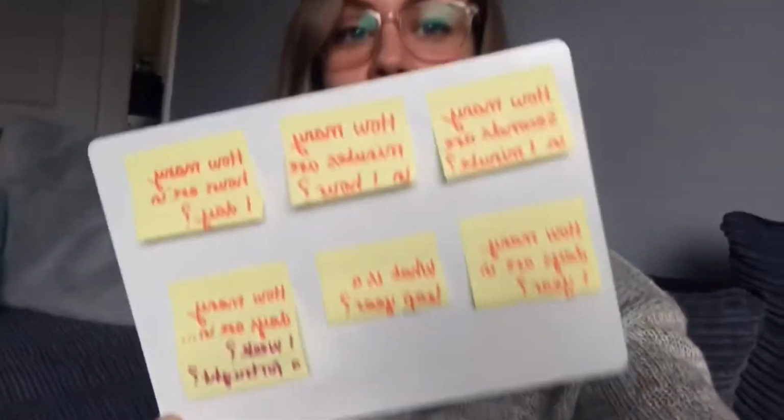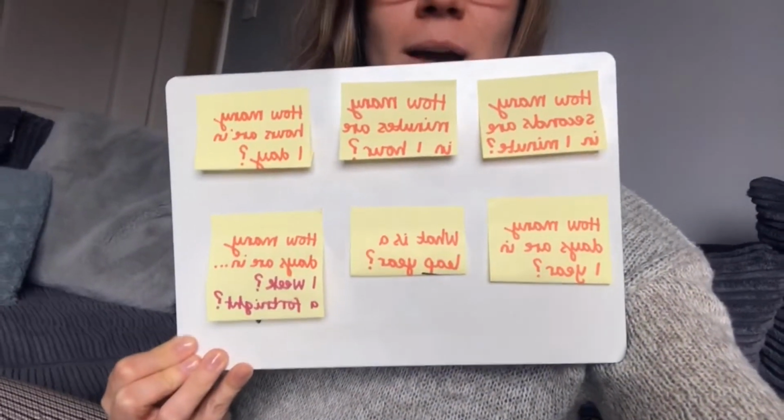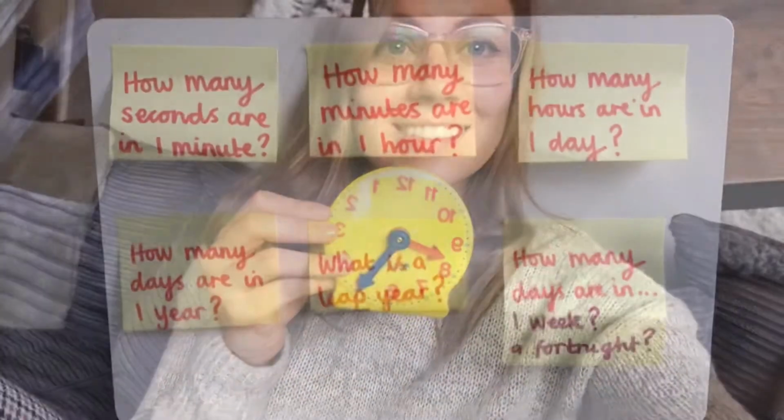Hi again everybody, this is our second lesson on learning to tell the time. So we're going to practice some time related facts and see what we can remember. Then we're going to have a look at an analogue clock and practice telling the time to o'clock and past.